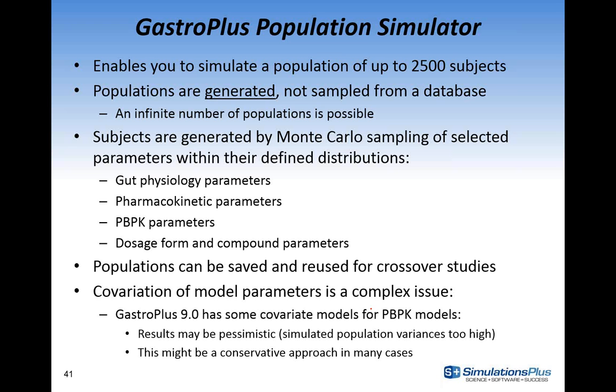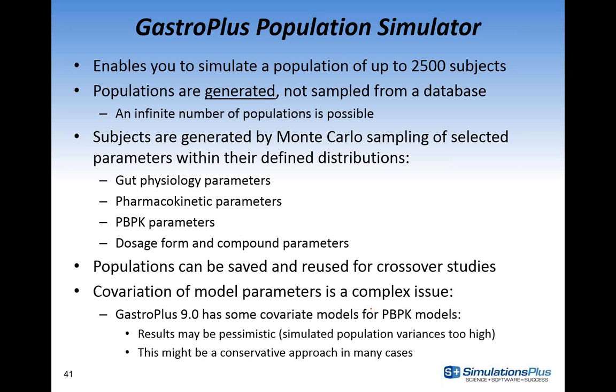So for any gut physiological parameters, say surface areas, lengths, volumes, we can add stochastic variability to predict what the effect on the PK is. Pharmacokinetic parameters, say if you were doing a pharmacokinetic model, let's say just the volume of distribution, clearance, that kind of thing. In this case, we're using a PBPK model, so we're looking at the variability in the tissues themselves, the sizes of the tissues, etc. The dosage form and compound parameters, so what's the variability in dissolution rate?